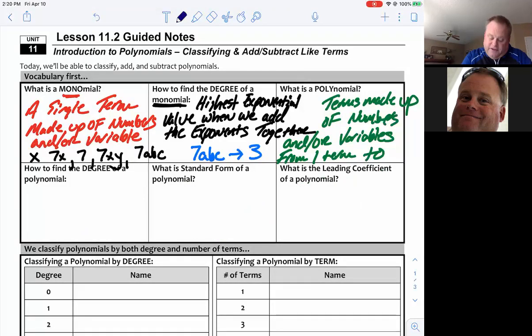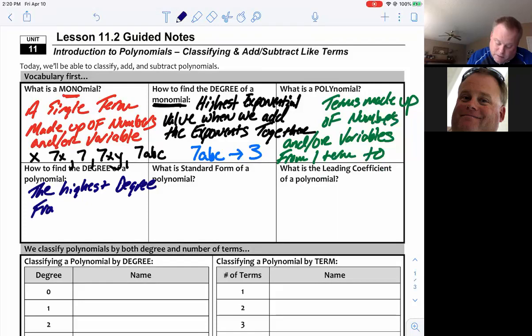Now, how to define the degree of a polynomial? It is the highest degree from the terms in a polynomial. Now, this is different than finding the degree of a monomial. Monomial, there is only one term, so you have to add them all up. In this case, each term has a degree, and that's how we do this. So it is the highest degree from the terms in the polynomial.